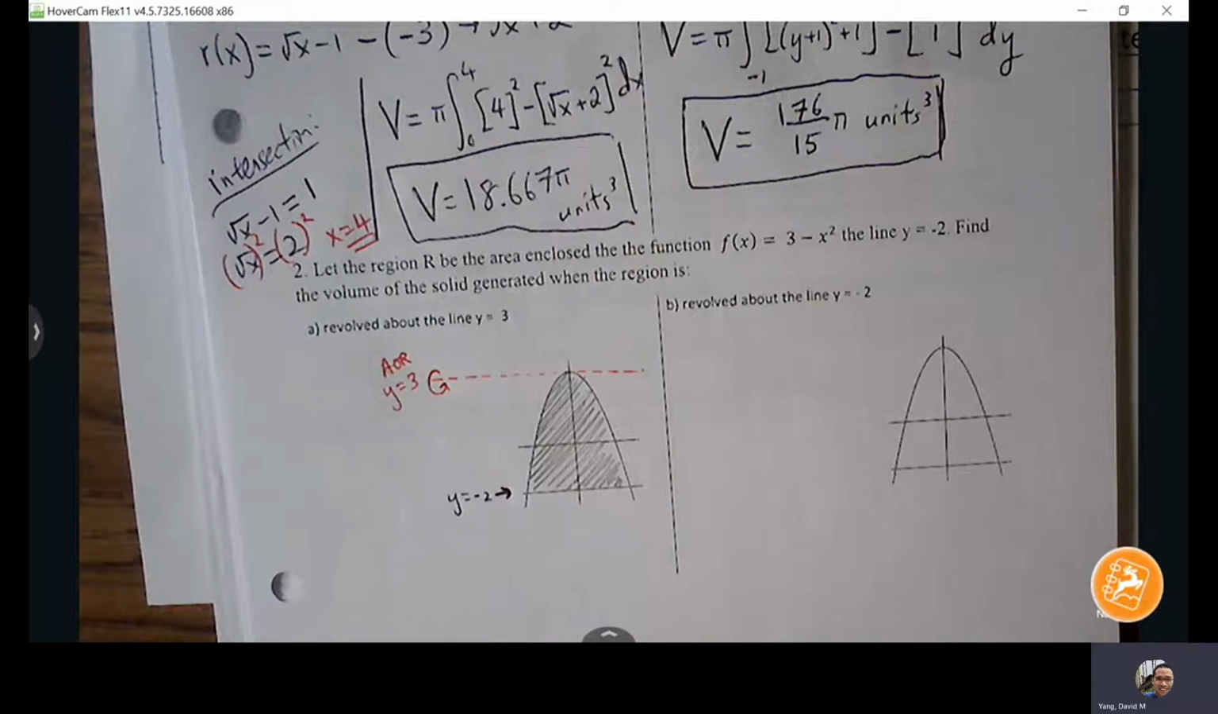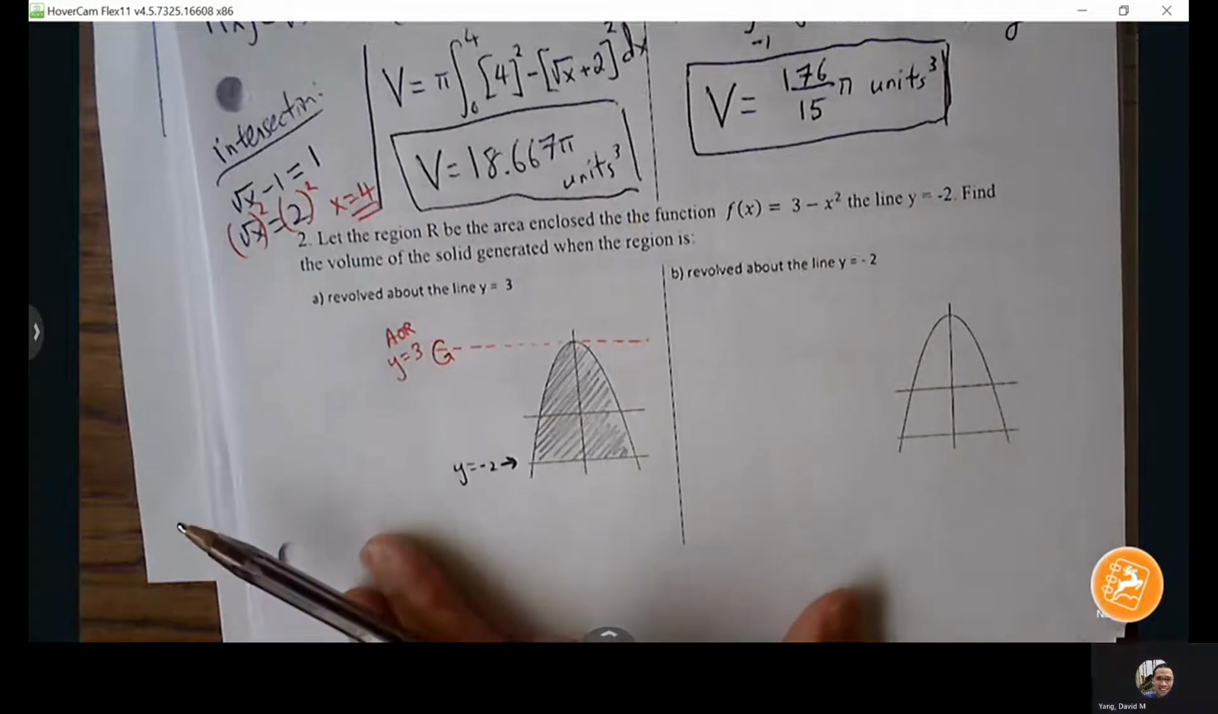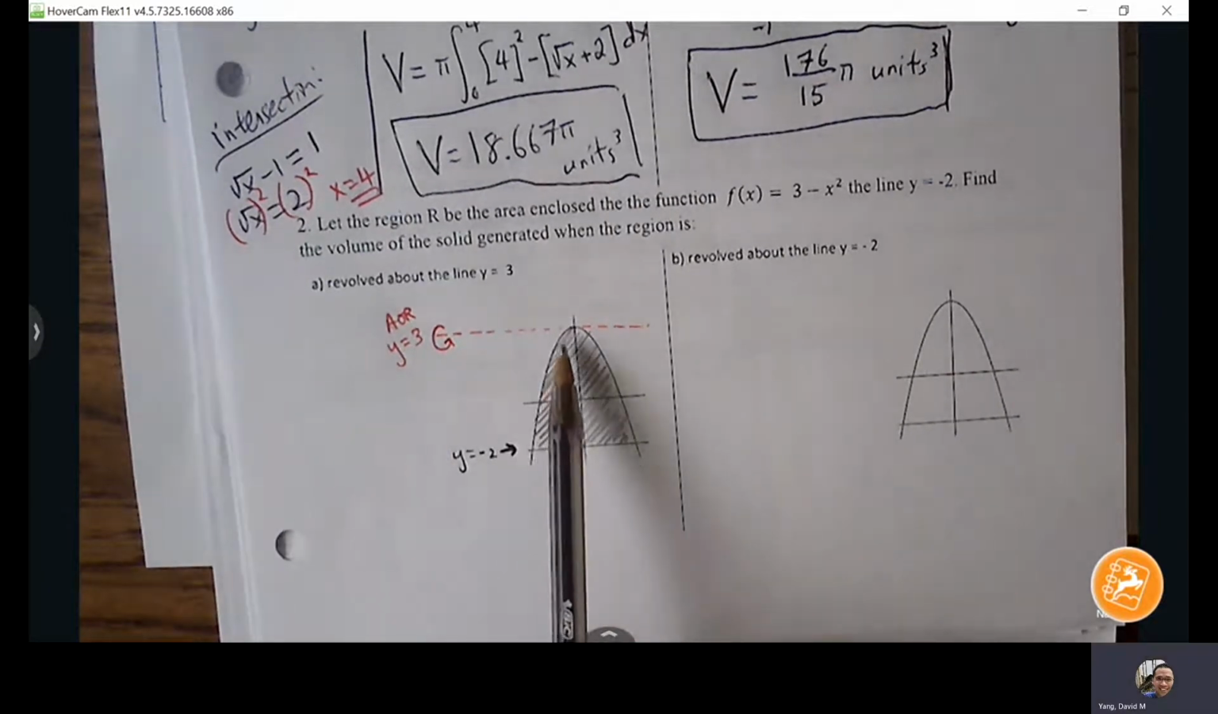Okay. Look at the dotted line, look at the shaded region. What do we have here? Disc or washer? What do you guys think? Washer method, right? Just because it's touching doesn't mean that it's disc method, right?